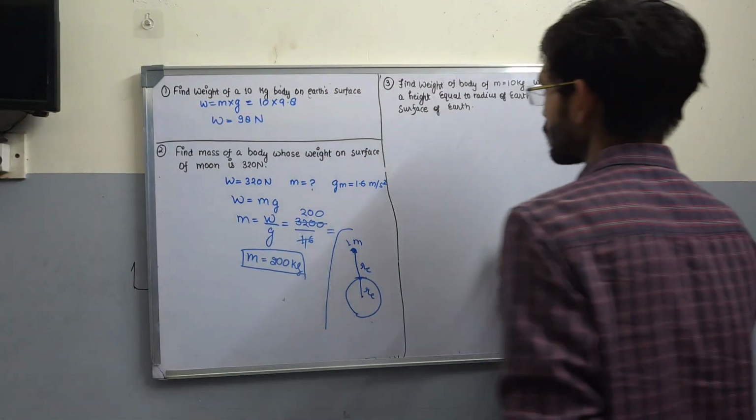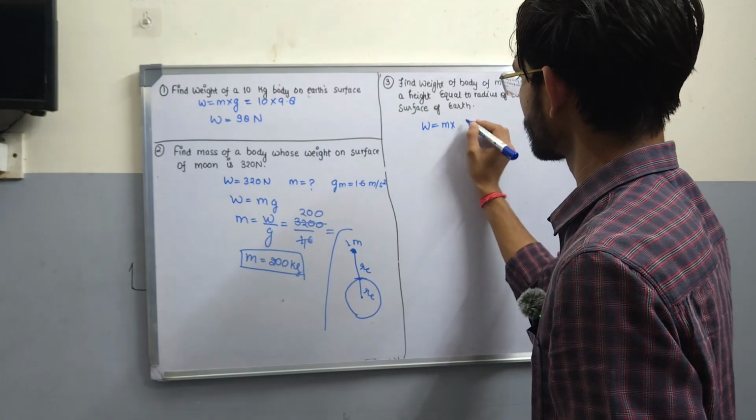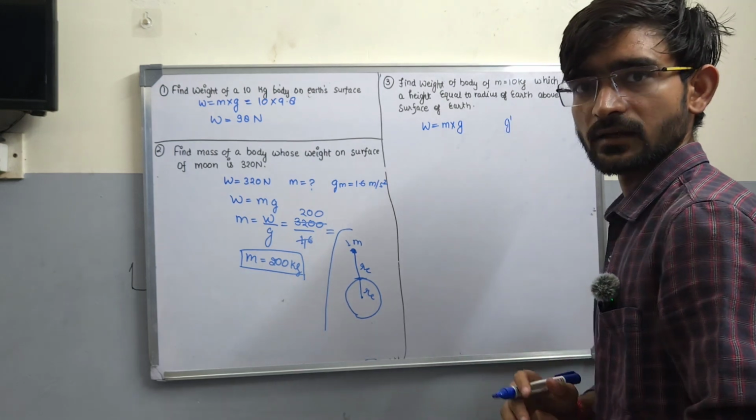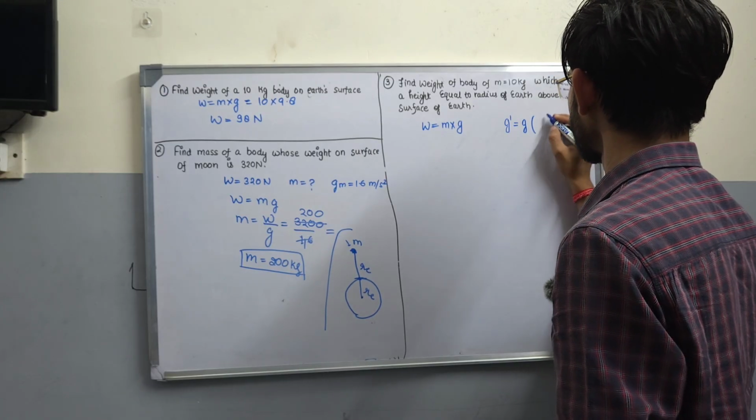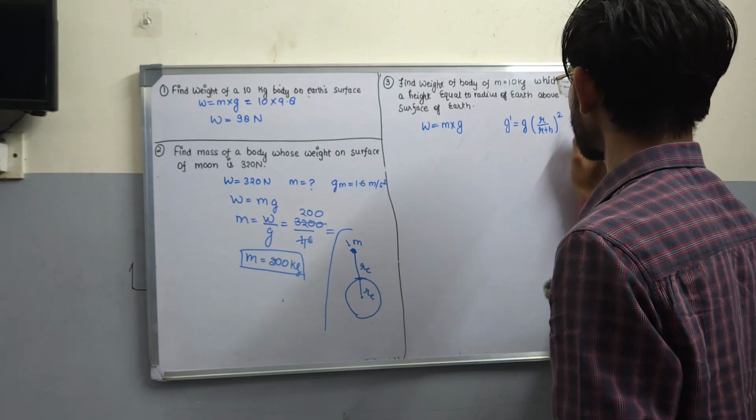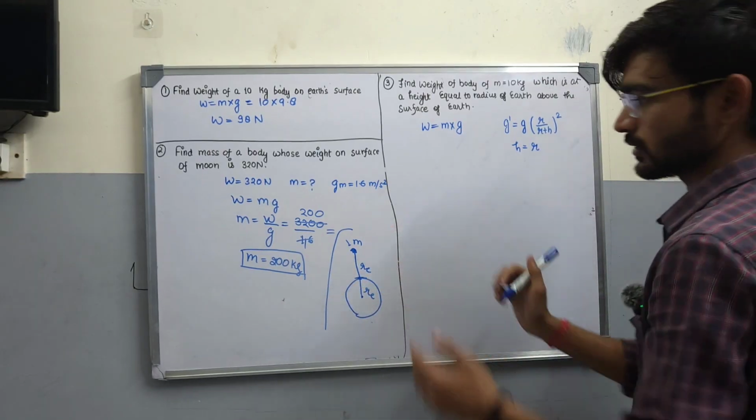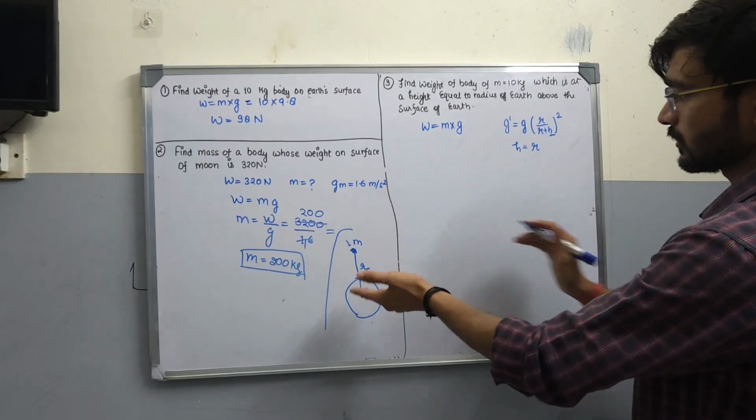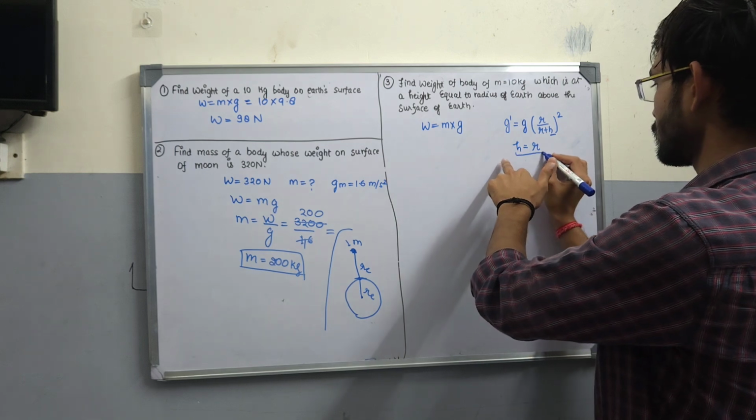Now weight is m into g, and we know the variation in acceleration due to gravity with height. The formula was g dash equals g into r upon r plus h whole square. Here h is given as r, height is also radius of earth. This height is height of the particle from the surface of earth. So from the surface of earth, height of the particle is equal to radius of earth. So I can write height equal to r.